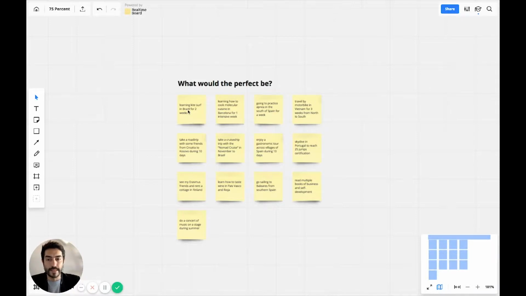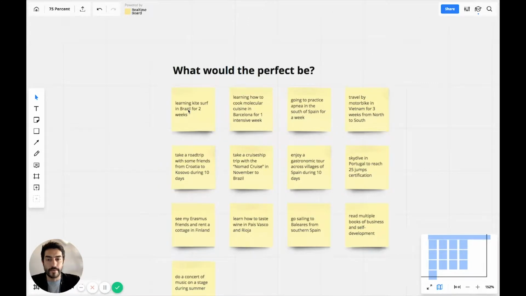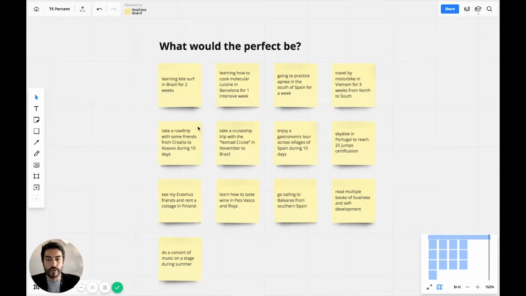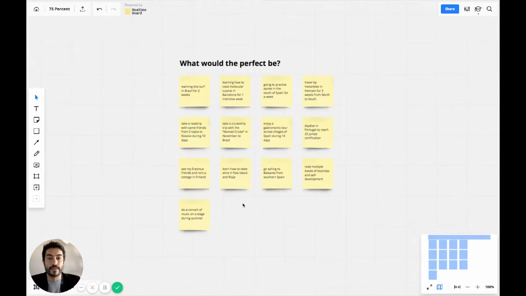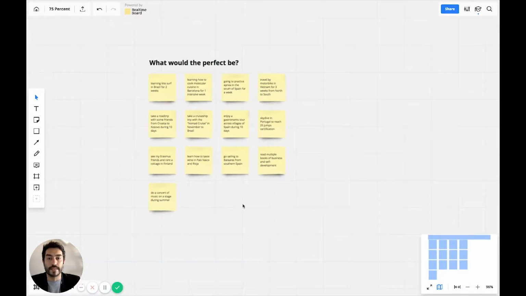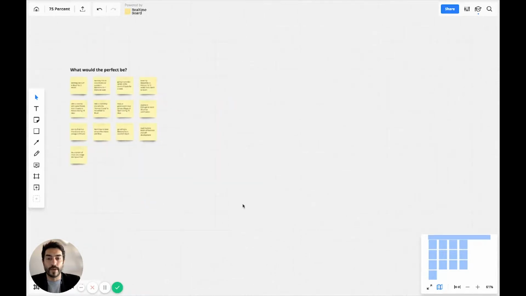You can see among my ideas, I have things like I would like to learn kite surfing in Brazil for 2 weeks, or learning how to cook molecular cuisine in Barcelona for an intensive week. I'm very much onto this sort of holidays where I can learn things as well. But that could be also wine tasting, learn how to taste wine, País Vasco and Rioja. I'm living in Spain, which makes it easier for me to do things in Spain. So let's create my strategic matrix.